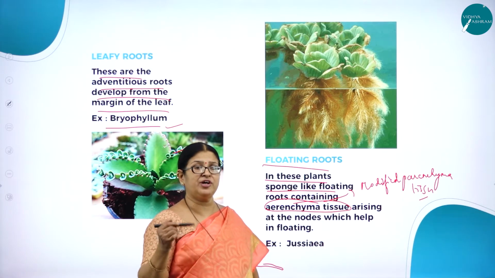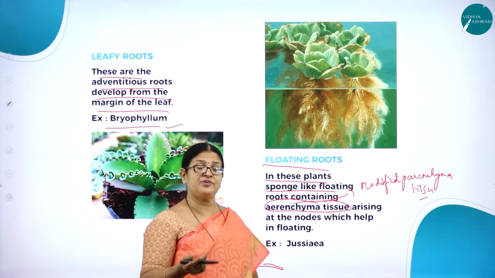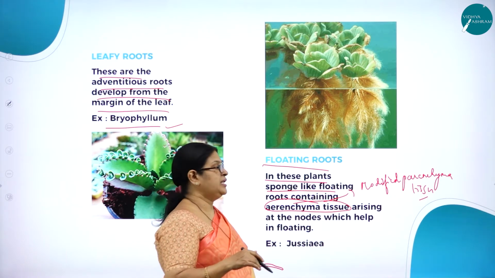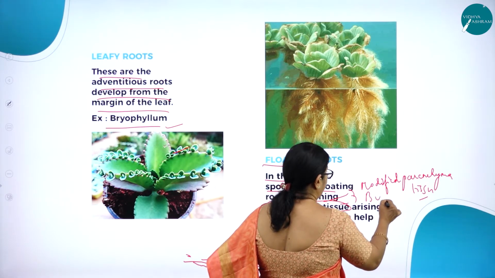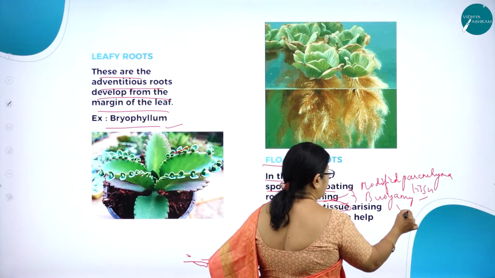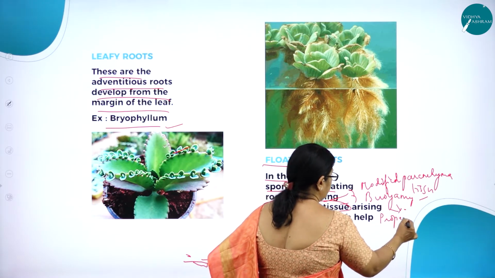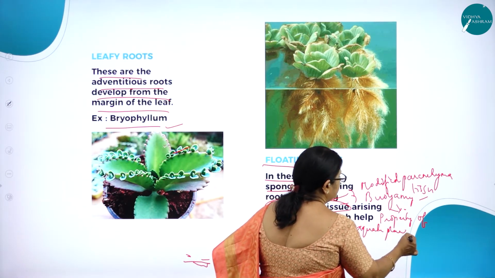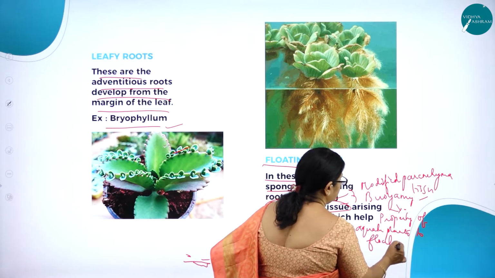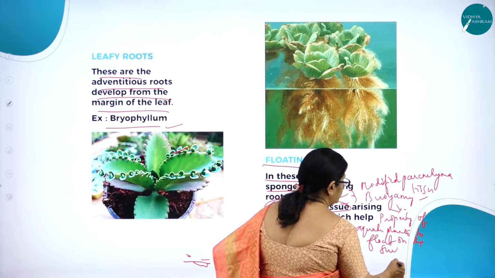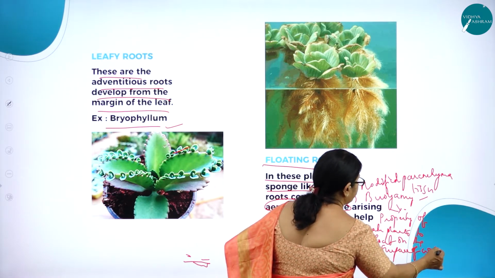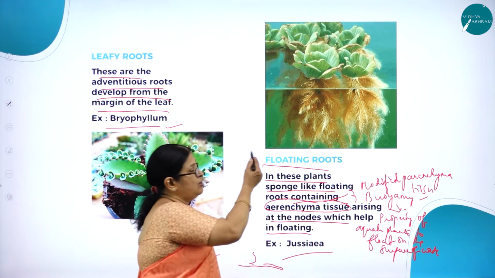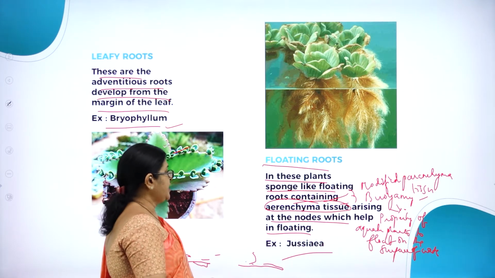And why aerenchyma? The very word itself will tell you. It is a tissue which is filled with air, which is going to reduce the specific gravity of plants and helps the plants float on the surface of the water, leading to a property called buoyancy. Buoyancy is the property of aquatic plants to float on the surface of water. So, arising at the nodes which help in floating. Example, Jussiaea, offset, that is Eichhornia. All these are the examples.